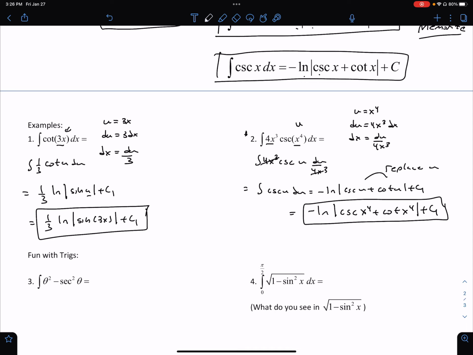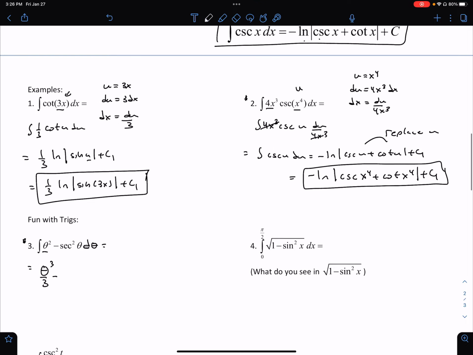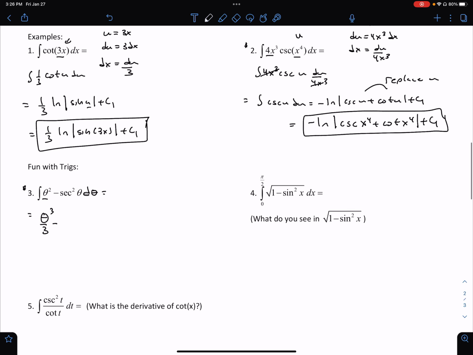And there's our answer. So let's take a look at some fun ones with trig. Now these aren't necessarily going to be our natural log, but some things we need to know how to do. So I guess the first one is... oh no, don't tell anybody I forgot my d theta. All right. So when we solve this one, of course, we can look at the theta squared. That's just theta cubed over 3 minus secant squared. Be careful, that is not our rule up here. This is just for secant. Remember, the derivative of tangent of theta is secant squared of theta. So the antiderivative is just going to give us the tangent of theta plus c1.